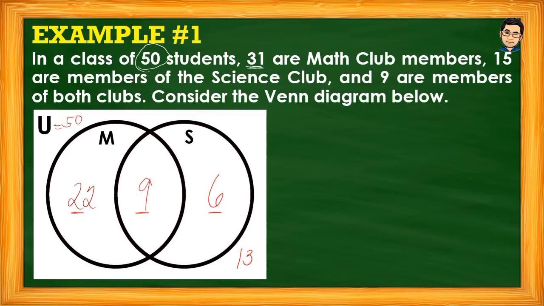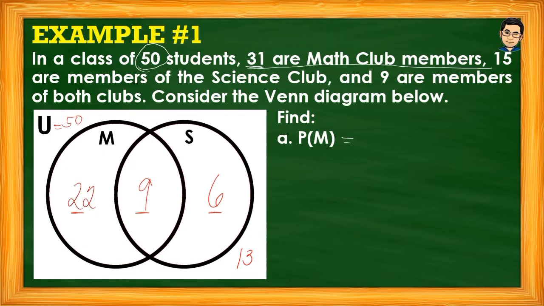Okay. So, let's have letter A. So, find the probability of those students na members lang po sila ng math club. Okay. So, math club members. Probability of math club members. Based dito sa ating information na nakalagay, meron po dyan 22 tsaka 9. Okay, so, ang gagawin po natin is i-add lang po natin sila. Or, ayan, mismo sa information na nasa problem, 31 are math club members.